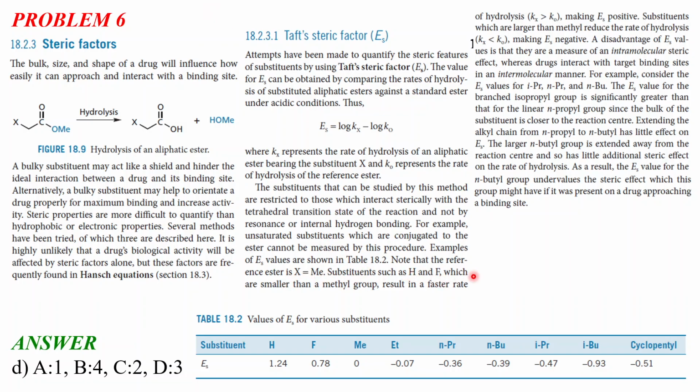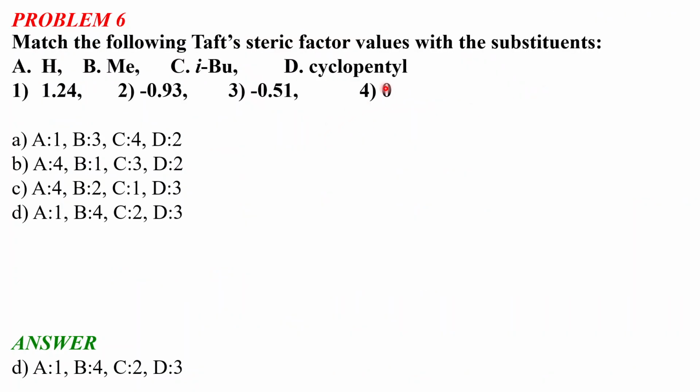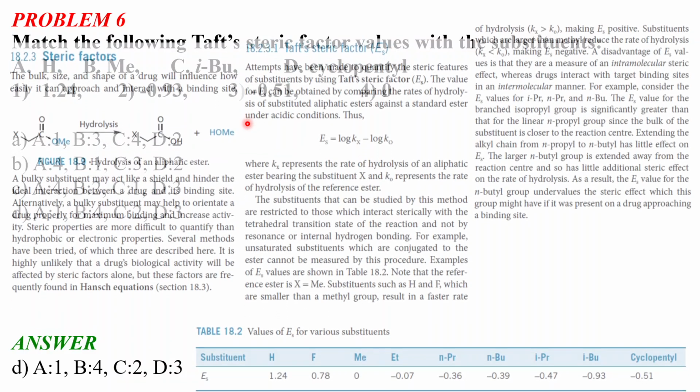Okay, so substituents such as hydrogen and fluorine, which are smaller than methyl, have a faster rate of hydrolysis. That's why Es is positive. A substituent which is larger than the methyl group reduces the rate of hydrolysis. Okay, that is why the Es is negative. So, as you can see, the 0 is for methyl. The positive is for hydrogen because the rate of hydrolysis will be faster, as hydrogen is less bulky than methyl. And for isobutyl and cyclopentyl, the values will be negative because these are bulkier.